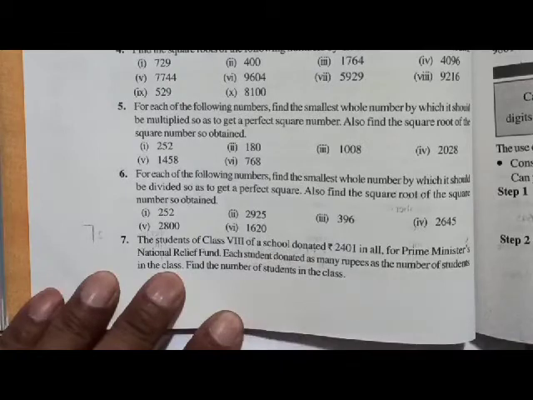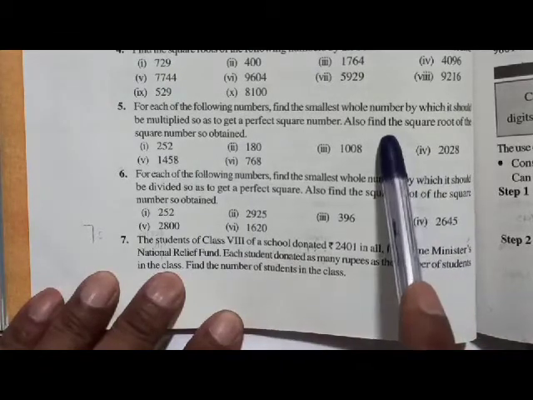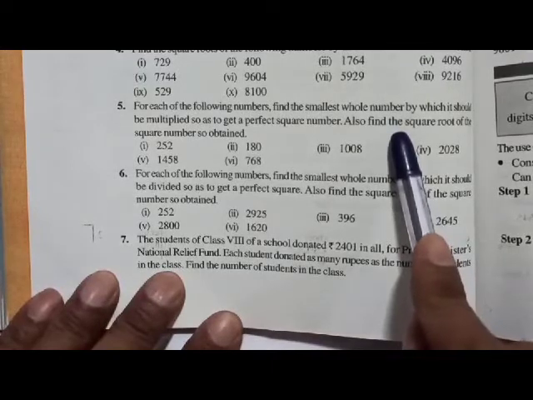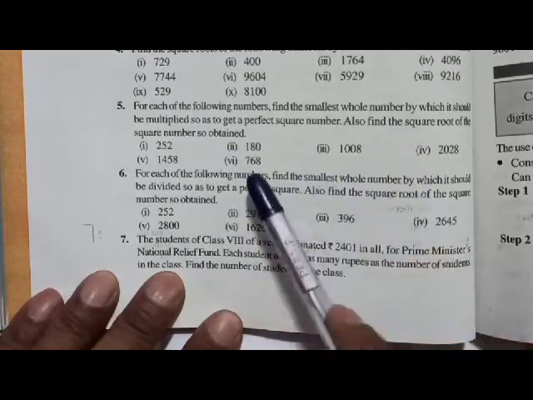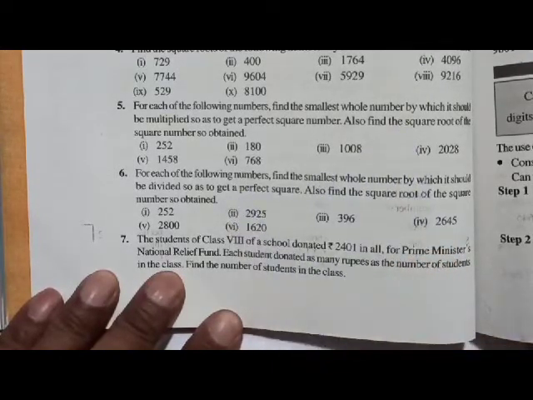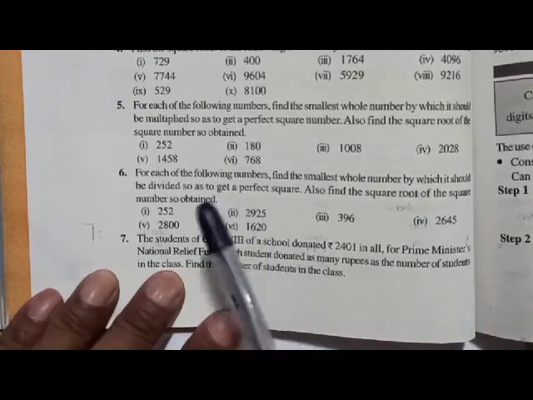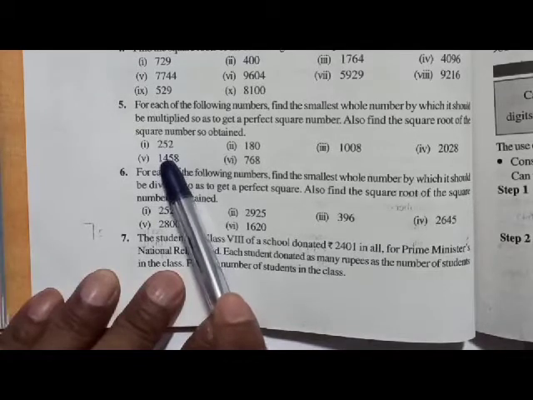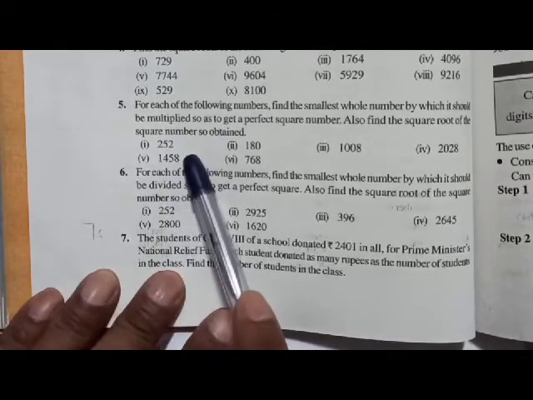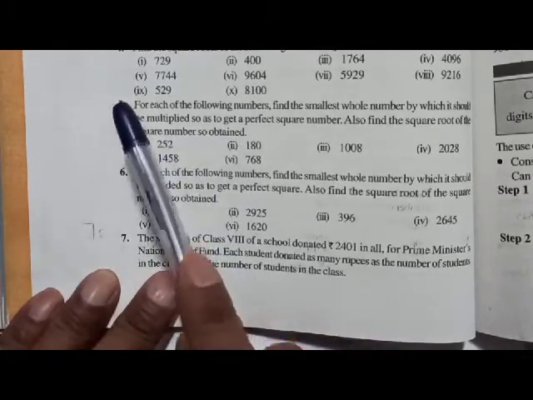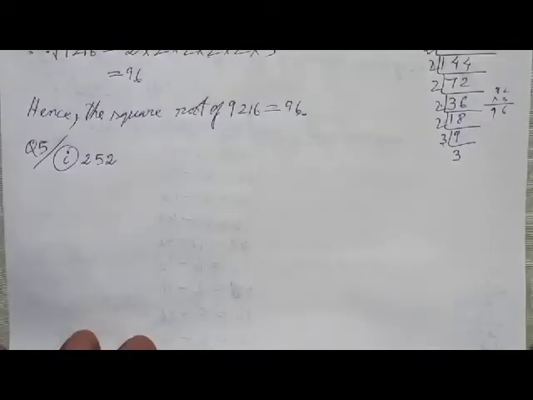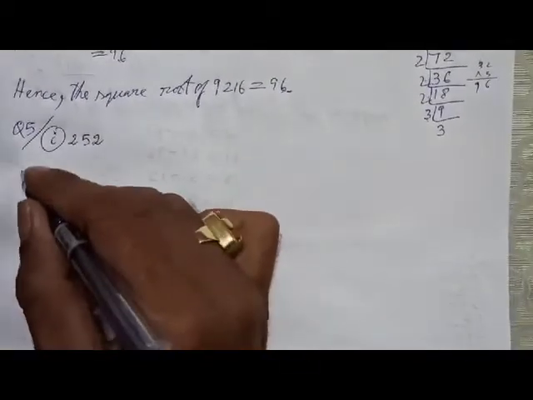And in the second part, it is asking that for that perfect square number so obtained, you need to find out its square root. So now let's write this question number 5, Roman number 1. Now the solution.